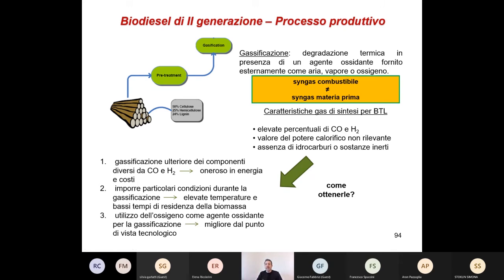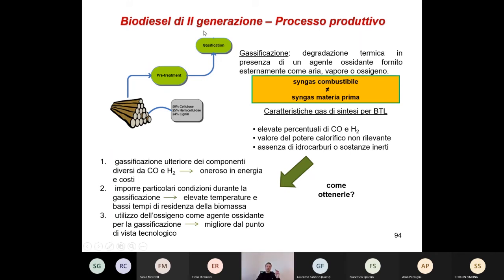So in general, mechanical pretreatment, you have to obtain, for example, chips, so very small pieces of biomass, or sawdust. In some cases, it depends. It's better to have small pieces of biomass, to have a good reaction, a good thermochemical process of gasification, because for second generation biodiesel, you start from a gasification process.